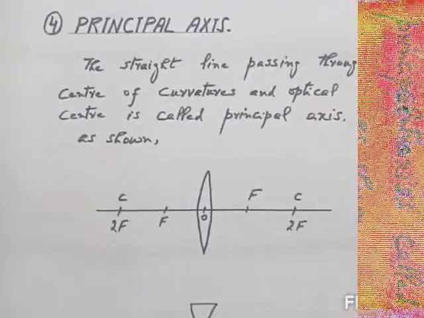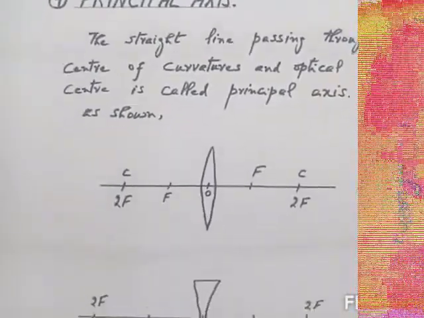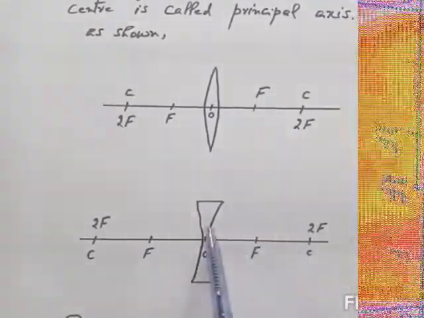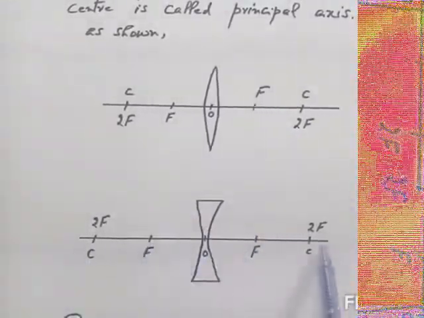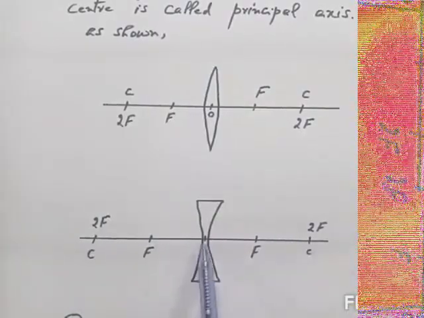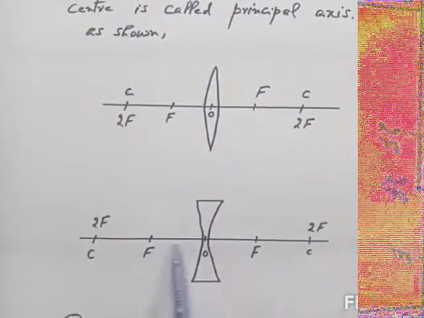Now in case of concave lens, again we have principal axis. This is a concave lens, and this line is called principal axis because this line is passing through centers of curvature and optical center. So it is called principal axis.